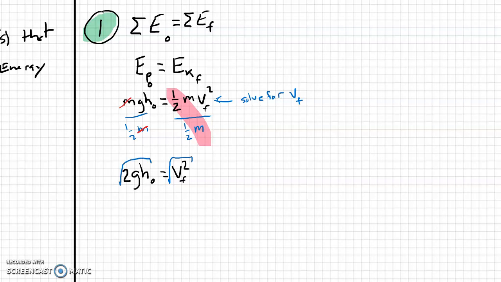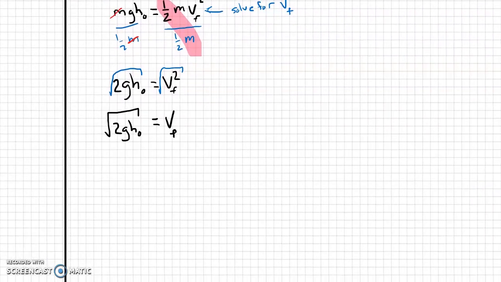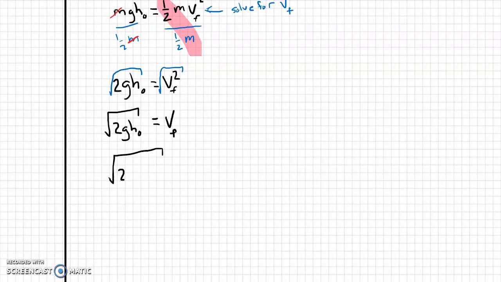The next thing I'm going to have to do to get vf by itself is square root both sides. When I square root a square on the right-hand side, I'm just going to end up with what's inside the square root. And over here, I'm going to end up with 2 times g times h original. I'm at a place now where I can substitute in my values. So I'm going to substitute in 2 times 9.8 newtons per kilogram times a height of 25 meters. And that's going to equal the final velocity.